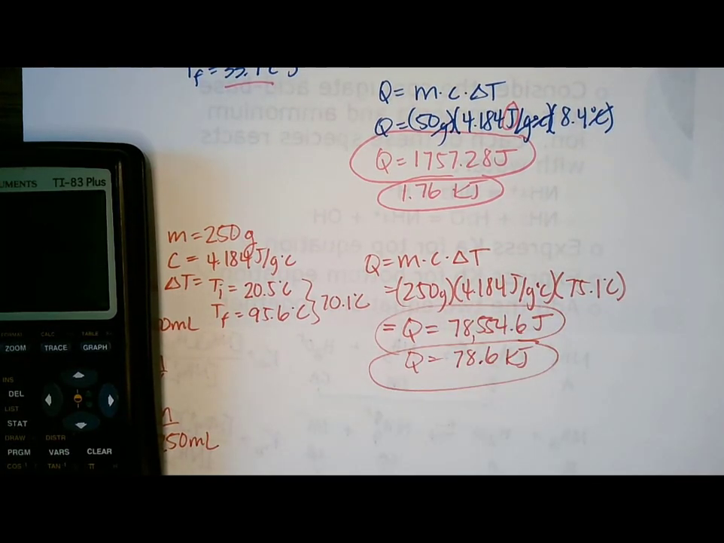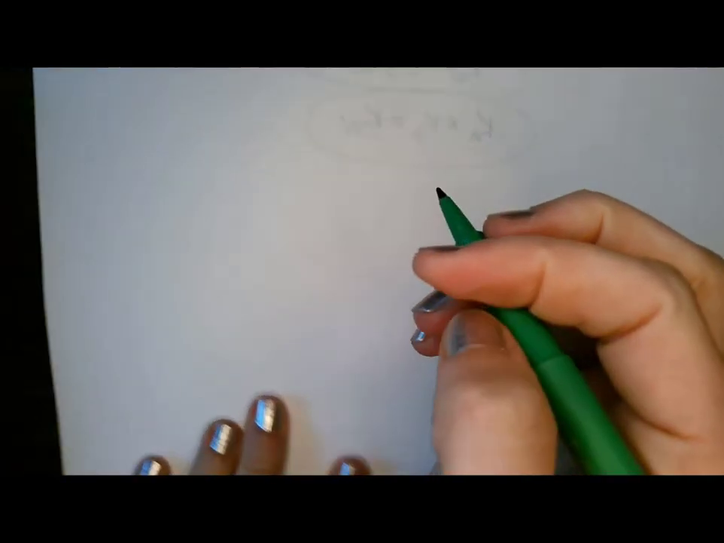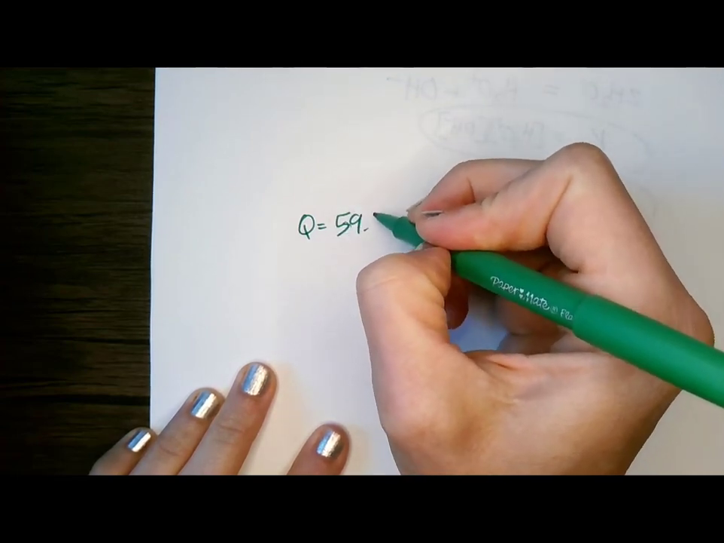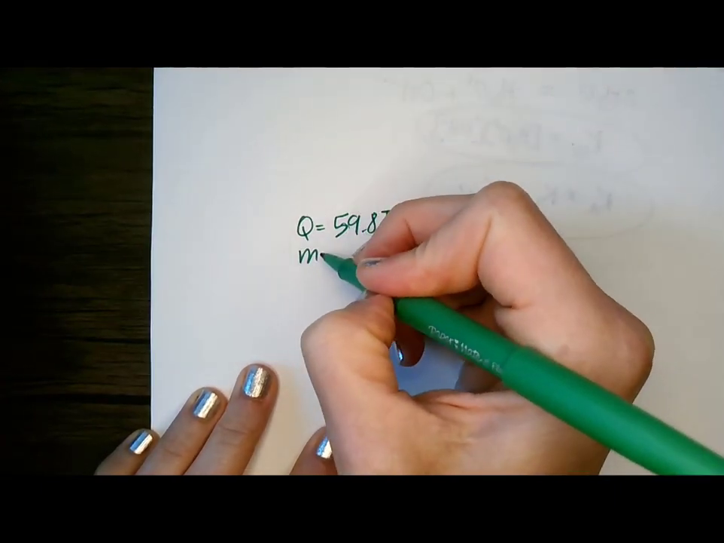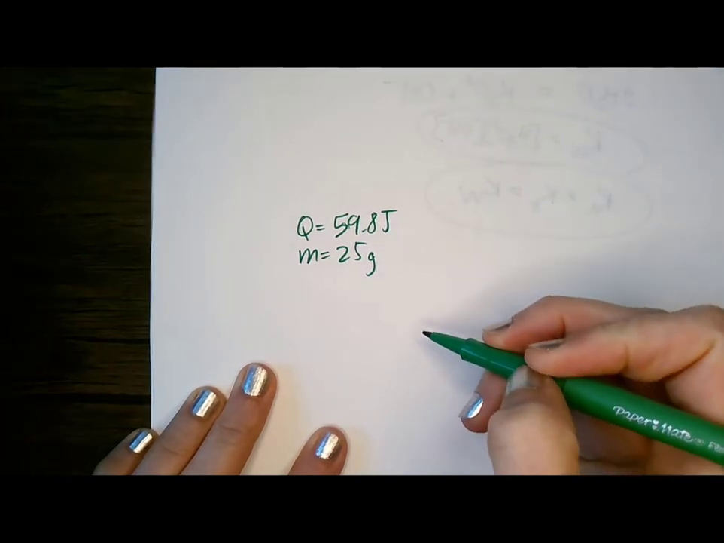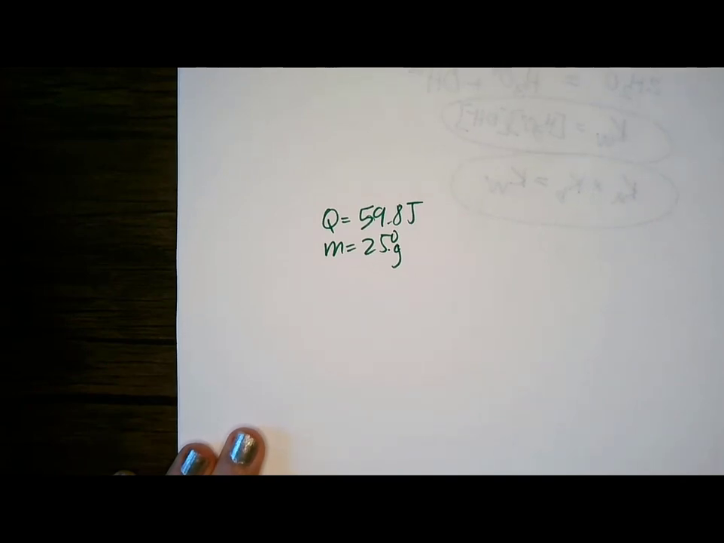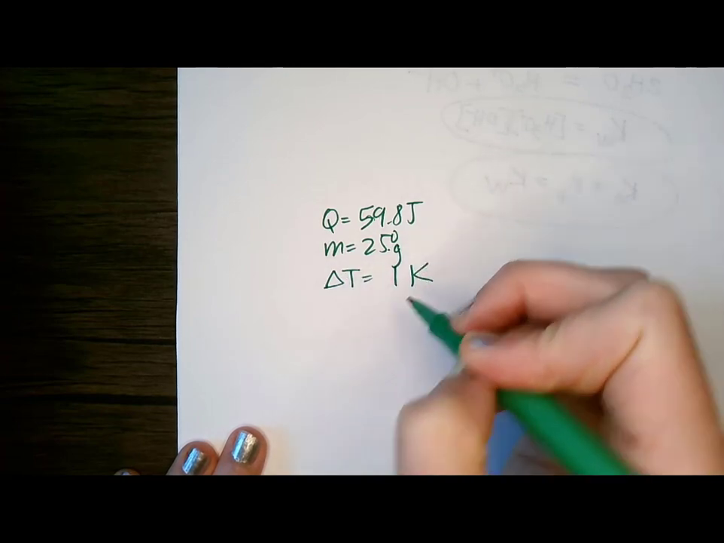Either one works. All right, and let's look at number 3, where you did an experiment which you found that 59.8 joules, let's do another piece of paper. So we're given Q, which is 59.8, was required to raise the temperature of 25 grams, so we're given mass, 25.0 grams, and it says by 1 Kelvin. So our change in temperature was 1 Kelvin.